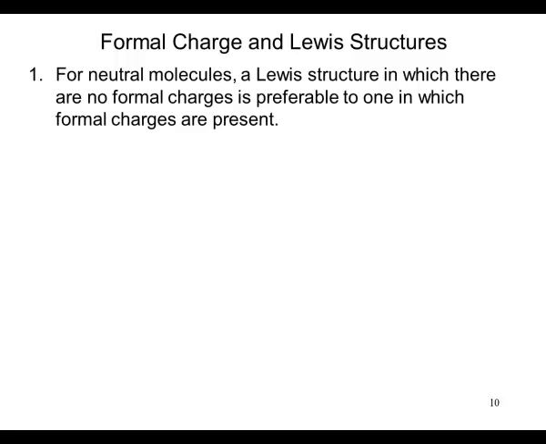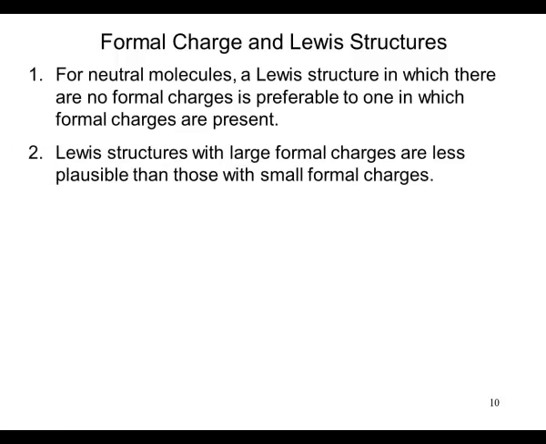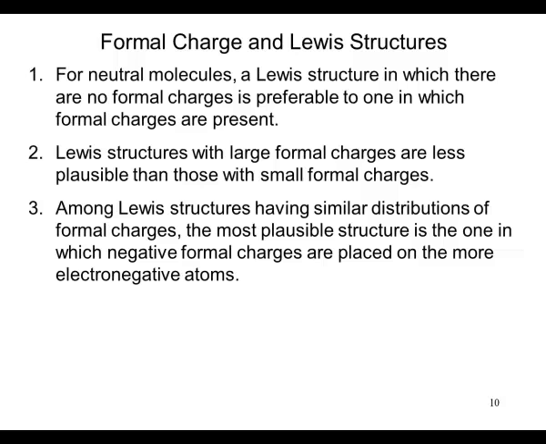For formal charge and Lewis structures, number 1, the neutral molecules. For neutral molecules, a Lewis structure in which there are no formal charges is preferable to one in which formal charges are present. Lewis structures with large formal charges are less plausible than those with small formal charges. Among Lewis structures having similar distribution of formal charges, the most plausible structure is the one in which the negative formal charges are placed on the more electronegative atoms.